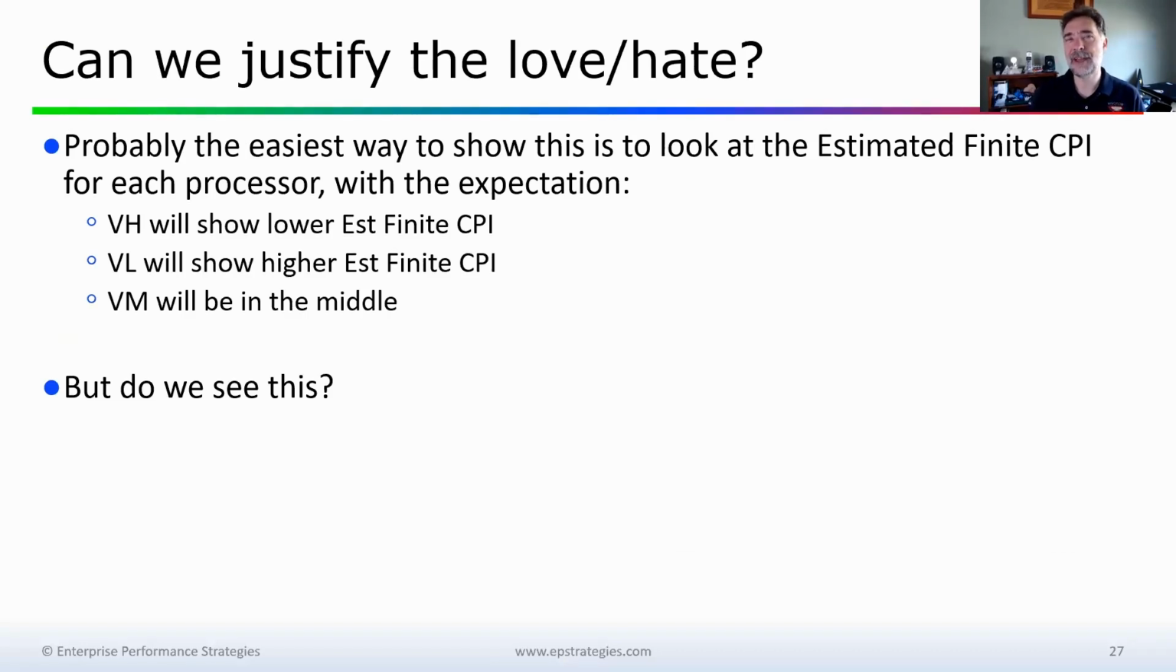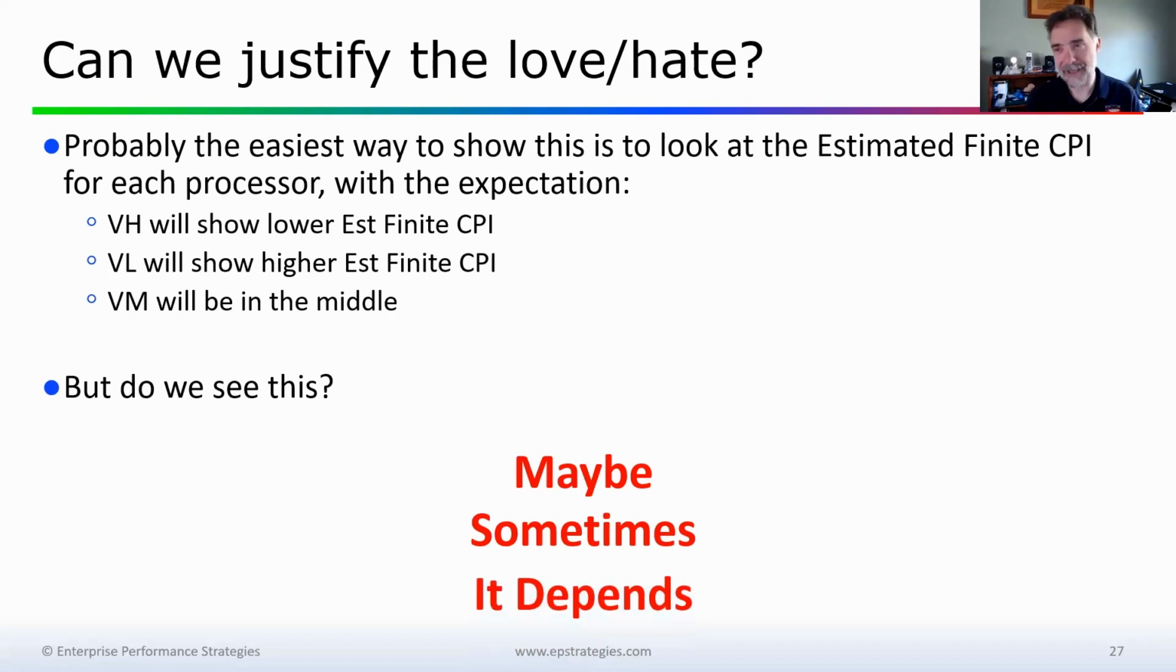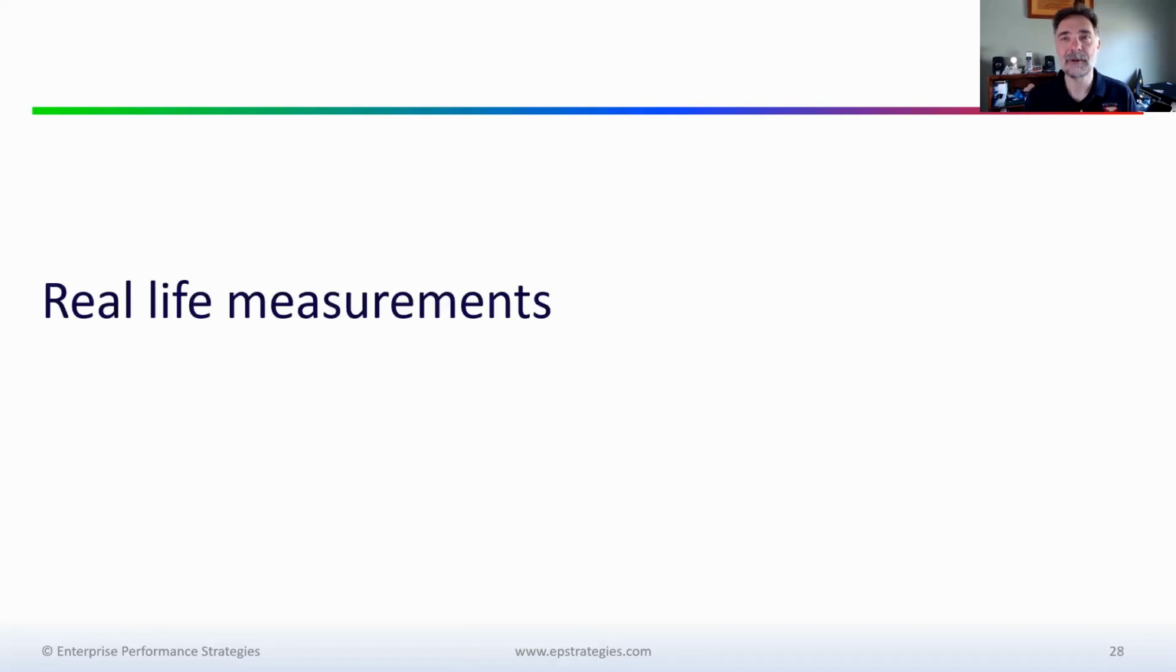Now, to that point, can we justify the love of the vertical highs and the hate of the vertical lows, right? So if we look at the estimated finite CPI for each of these, we would expect that the vertical highs will show a lower estimated finite CPI. Remember, lower is better. Vertical lows will show a higher estimated finite CPI, and we'll expect vertical mediums to be in the middle. So my question is, do we see this? And the answer is maybe, sometimes, it depends, right? So what does it look like? What does it depend on? That's the interesting stuff. So I have some real life measurements from some real systems here.